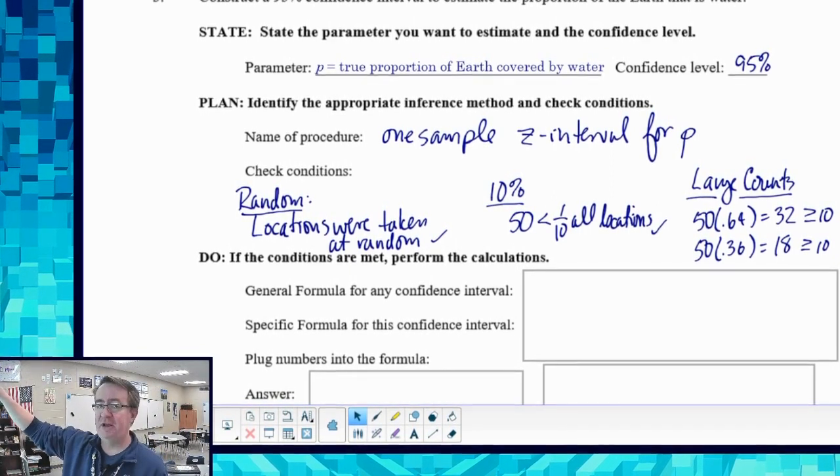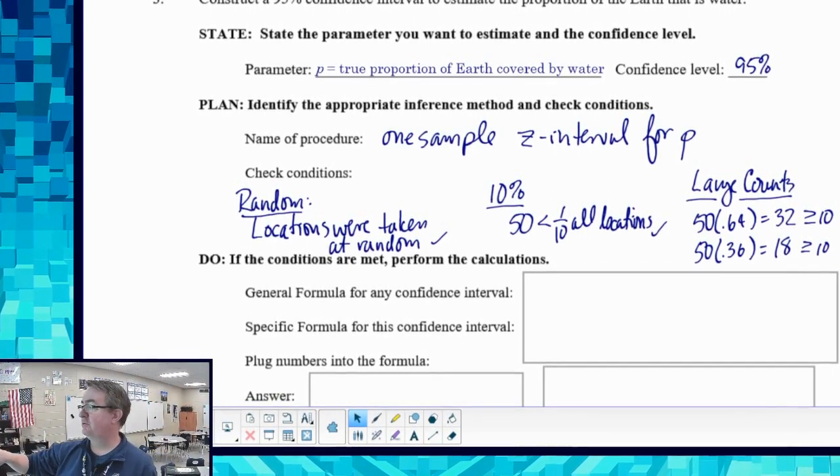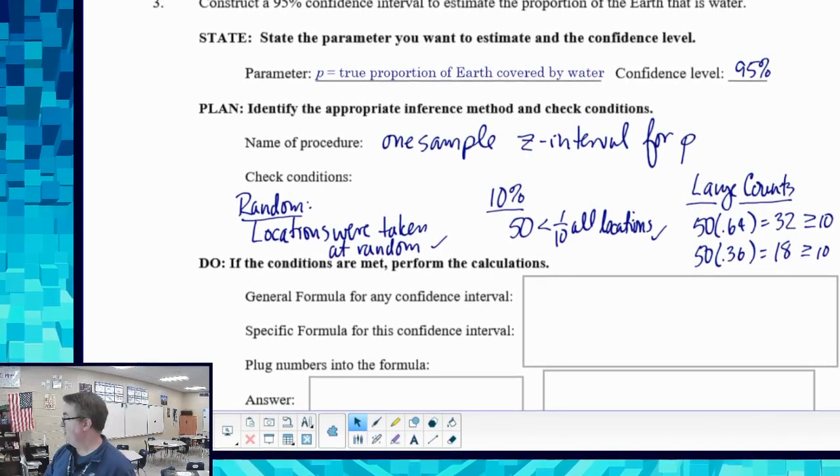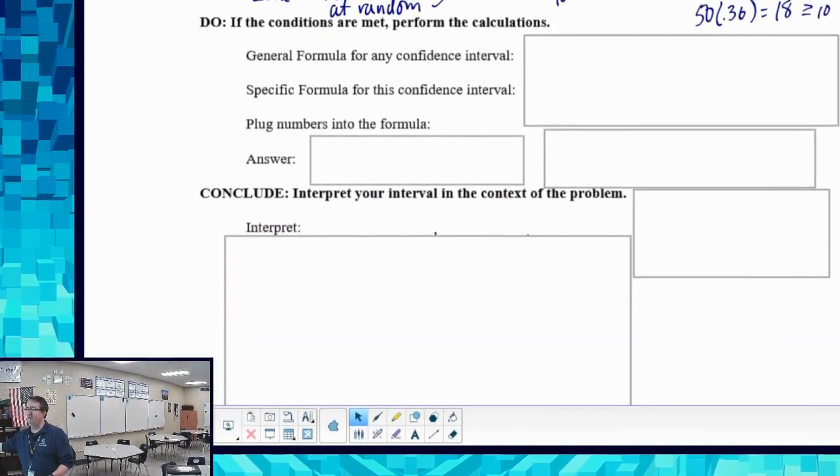So we've stated what we did and we've planned what we're going to do. So we made sure that all the criteria have been met and we told everybody what we're going to look at. So now we're going to get to the meat of this, all of the doing.